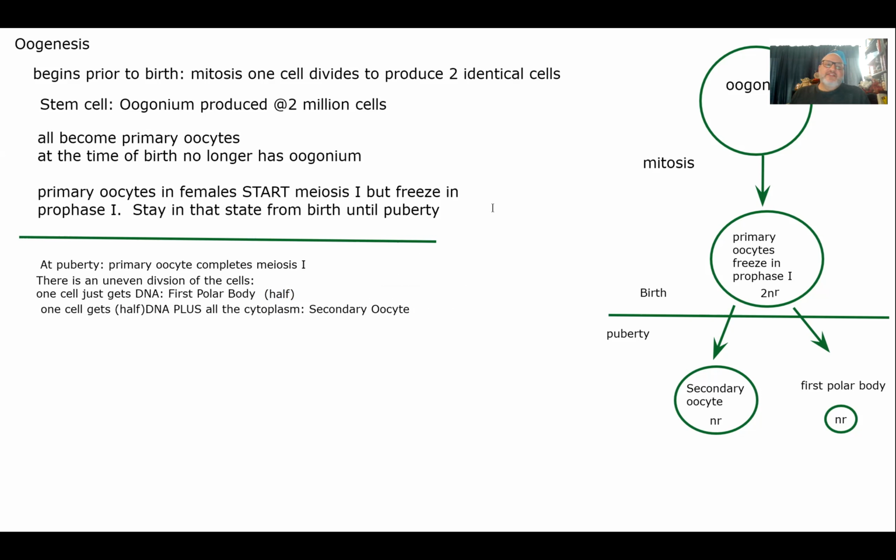Is this one that gets none of the cytoplasm going to be a viable egg that can be fertilized and become a person? It's got half the DNA. Why can't it become a person? Exactly. Remember, all that sperm is a chromosome missile. All it provides is the genetic material.